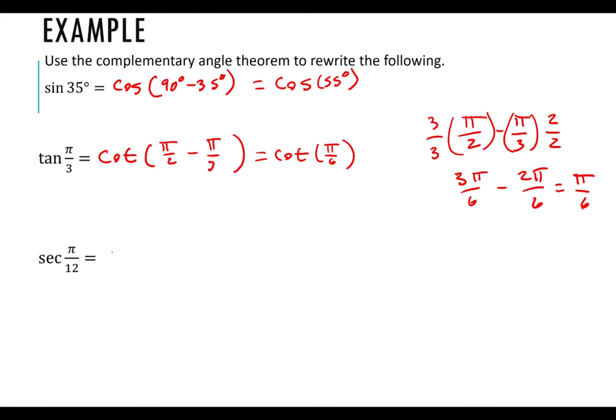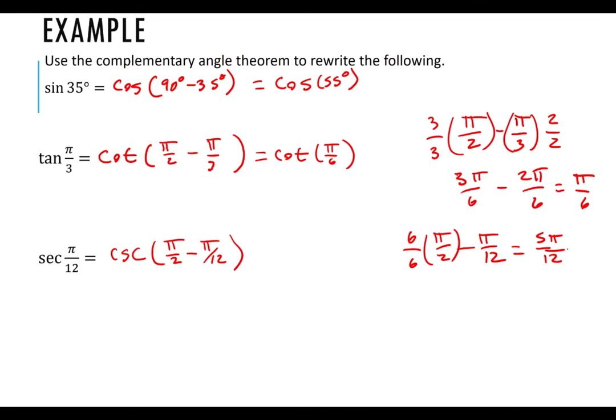Secant of pi twelfths. Secant of pi twelfths is going to be the exact same thing as cosecant of pi halves minus pi twelfths. And so pi halves minus pi twelfths, multiply by 1 in disguise, that's going to give me 5 pi twelfths. And so I claim that's the same thing as cosecant of 5 pi twelfths.